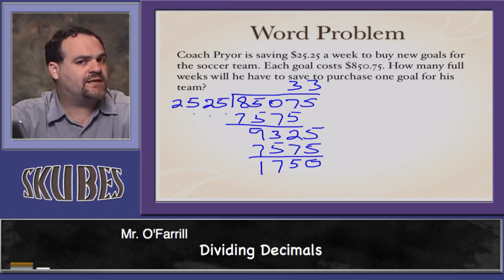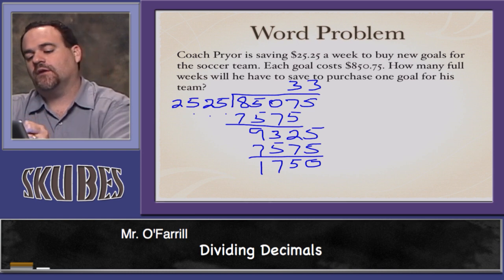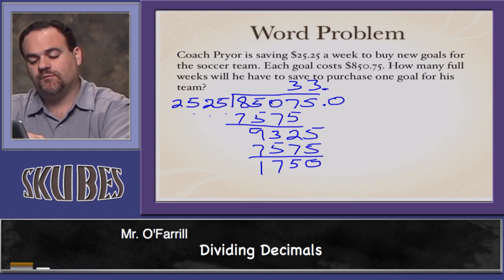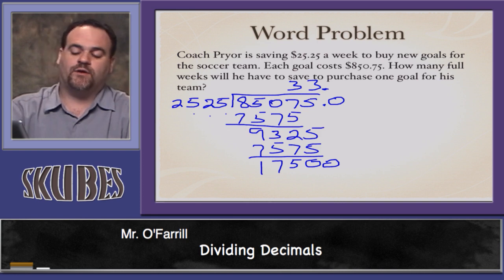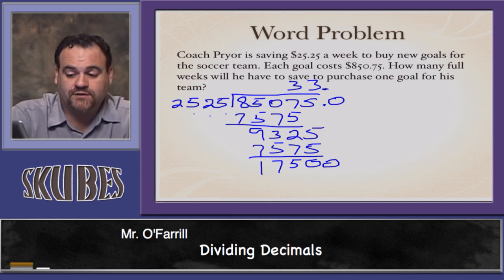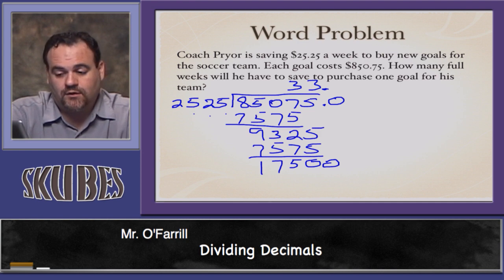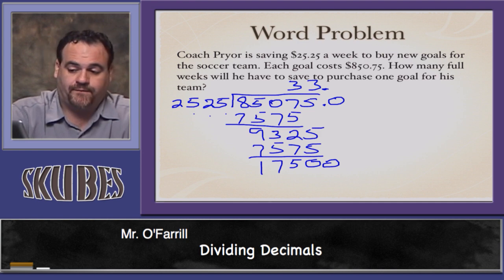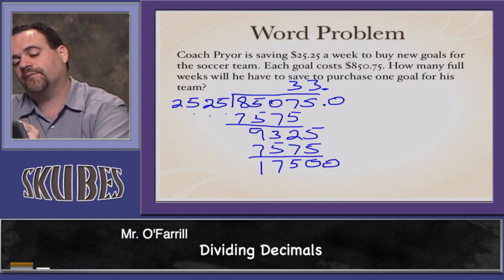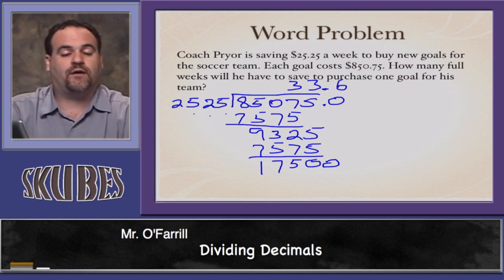Just like the last problem, let's take it a little bit further, see what happens. We're going to do 0.0. Bring down the 0. And we want to know how many times 2,525 goes into 17,500. Well, let's see. I'm going to go with 6. See how that works out.